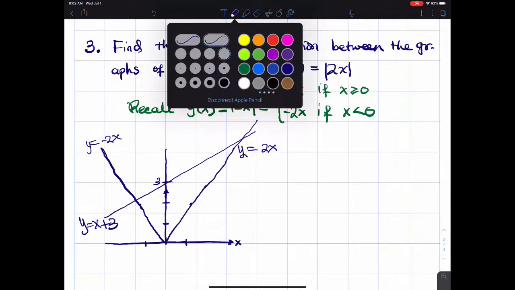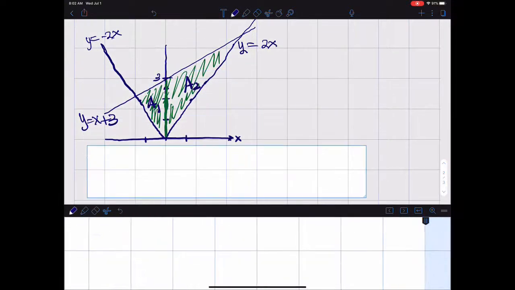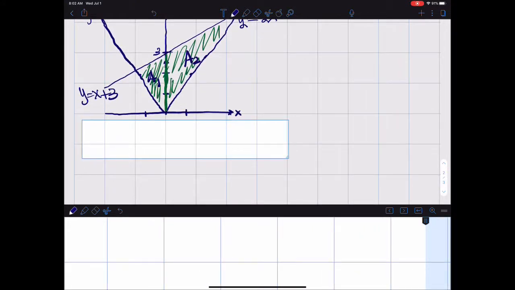So the area we're looking for is actually this area. But what I want us to do is think about this as 2 areas, and I'm going to explain why. Let's think of this as A2, think of this as A1. Okay. If we think of it that way, it's easier for us to manipulate. Because the area we're looking for is A1 plus A2.